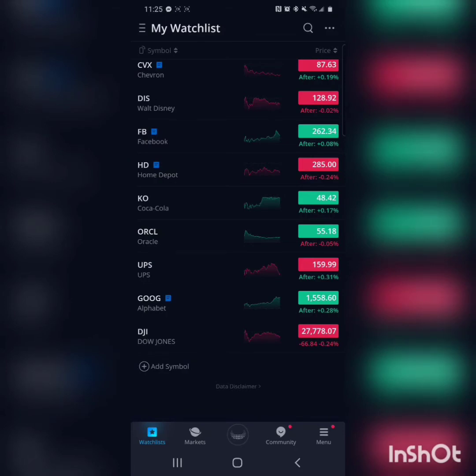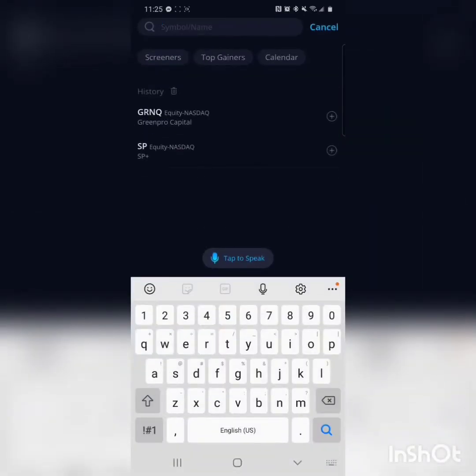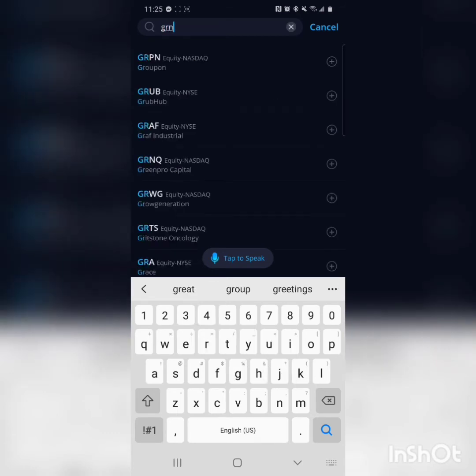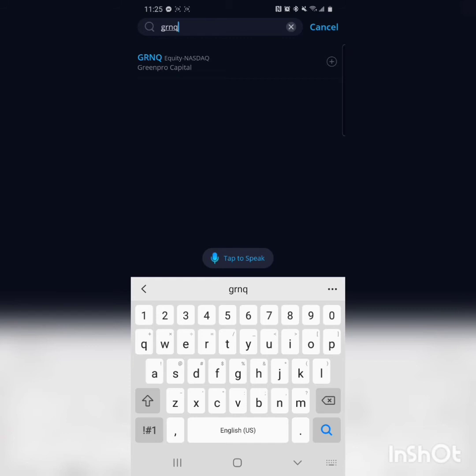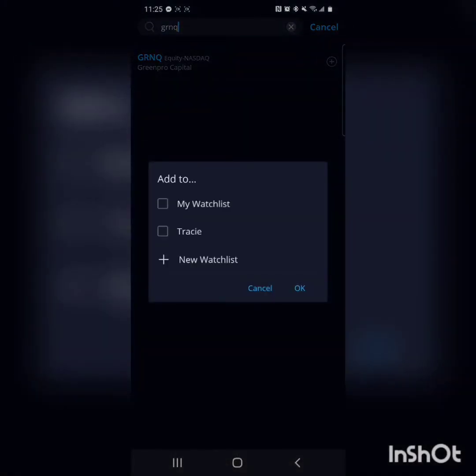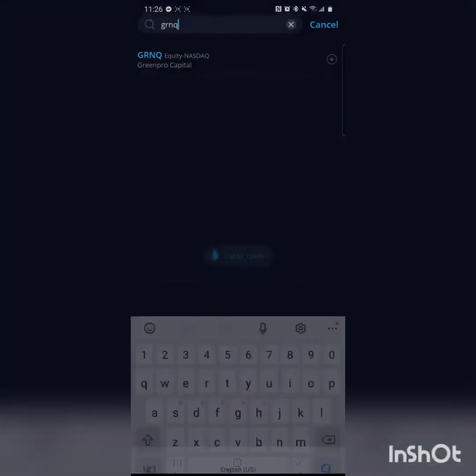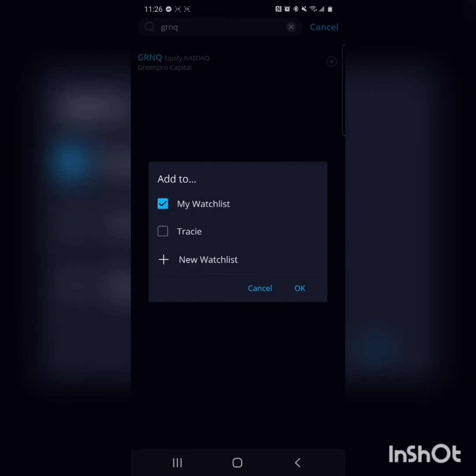Okay, so what we want to do is when you're in your watch list, right, so Jose sends out his watch list at 9 a.m. and we want to add those symbols. We want to watch them, right? So we scroll down to where it says add symbol. You click that and you just type in the symbol that you want. So earlier today we traded GRNQ. So I'm just going to do that one, GRNQ. You'll see it come up. Hit that little plus sign over to the right and add it to my watch list. Or you can add a new watch list or whatever. That's up to you. Right now, we're not going to do that.